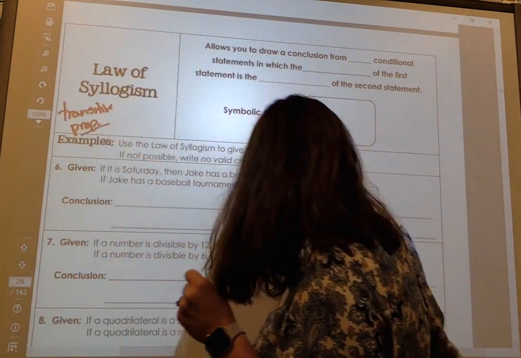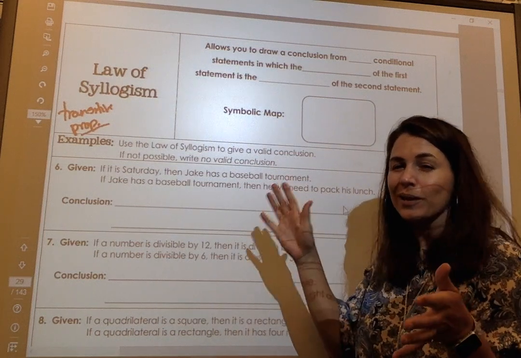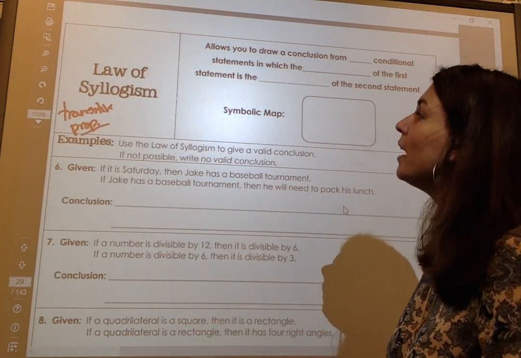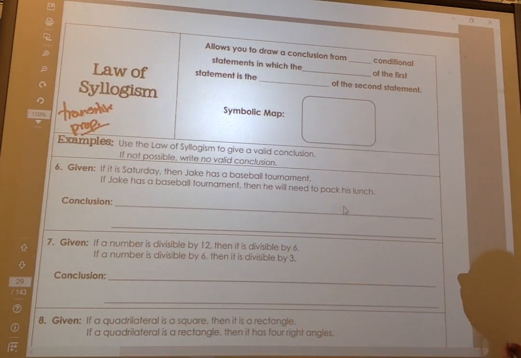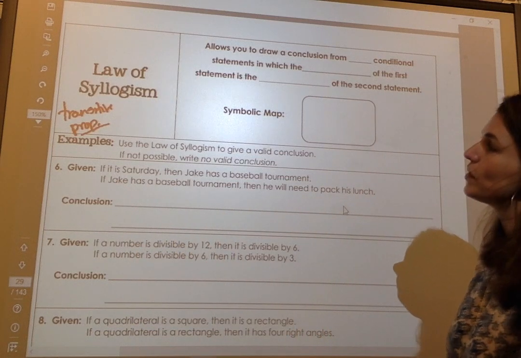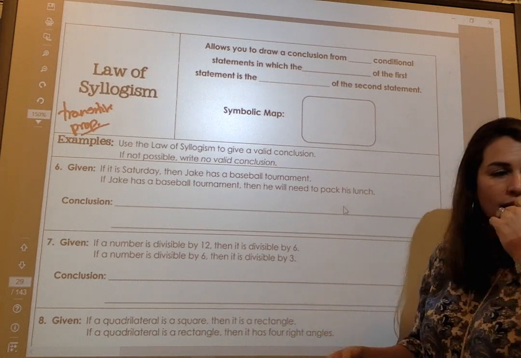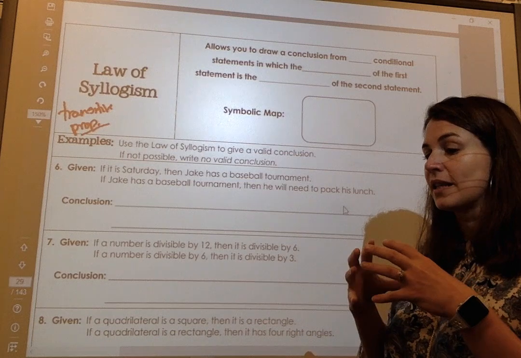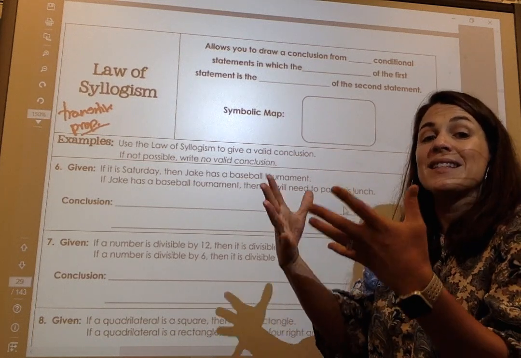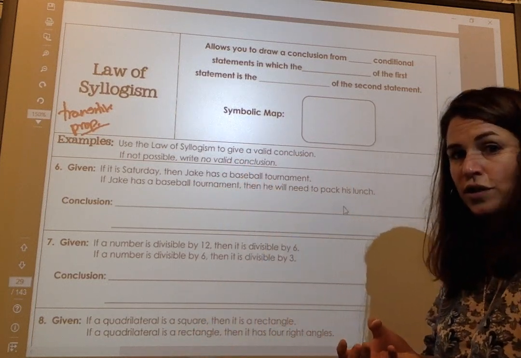Remember my transitive property from last year? And I said in algebra, we really don't use it. In geometry, we use it a lot. This kind of looks like it. So we're going to talk about that and see if we can draw some conclusions there. So law of syllogism and law of detachment all fall under deductive reasoning because it's given information, given facts and statements, and we're drawing a conclusion to that.